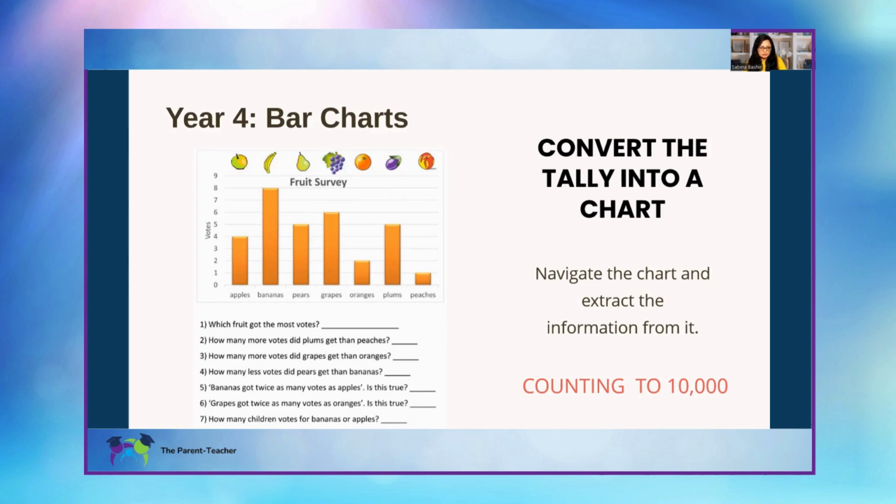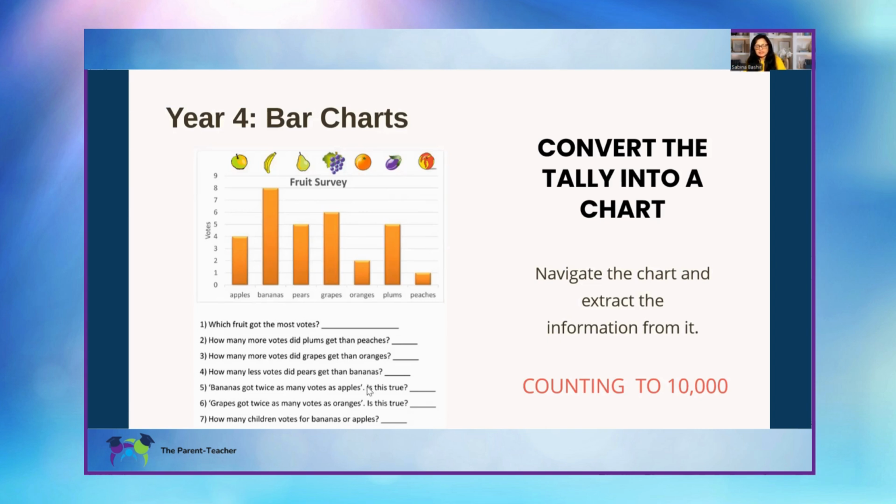Is it true? No. Then, how many children voted for apples or bananas? Now we need to add both of those together, because it's bananas or apples. We look at bananas, it's 8. We look at apples, it's 4. Add the two together, it's 12. So how many votes in total for bananas or apples? The answer is 12.